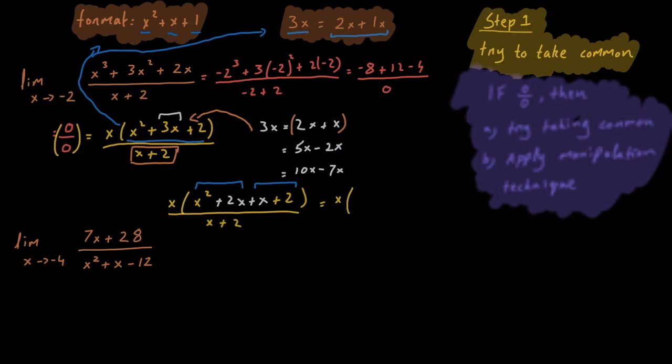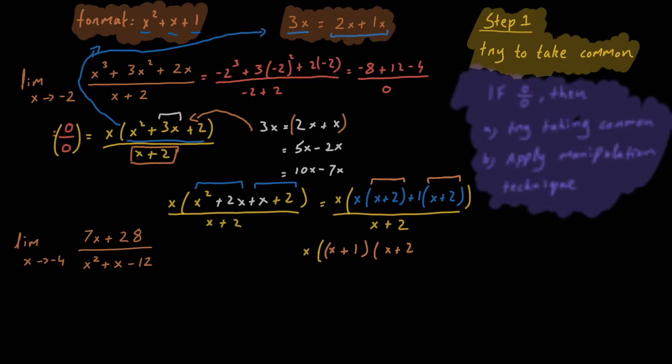Now the next step is to try taking common from the first two values and then the other two values. So from the first two values we can have x as common, so we will be left with x plus 2, and from the others we cannot take anything common, so we'll just have 1 as common, and we will have x plus 2 divided by the same x plus 2 in the denominator. Now as we have the same expressions in both the brackets, we can write this expression as x plus 1 times x plus 2, divided by the same x plus 2.